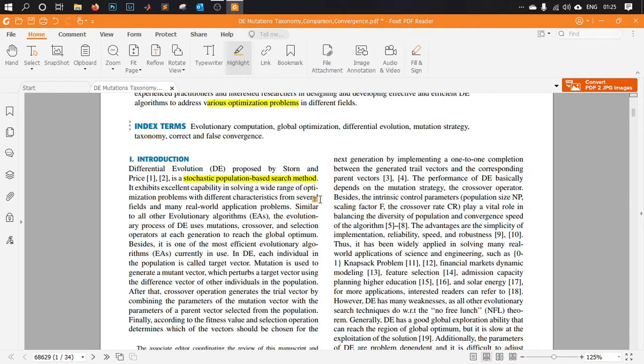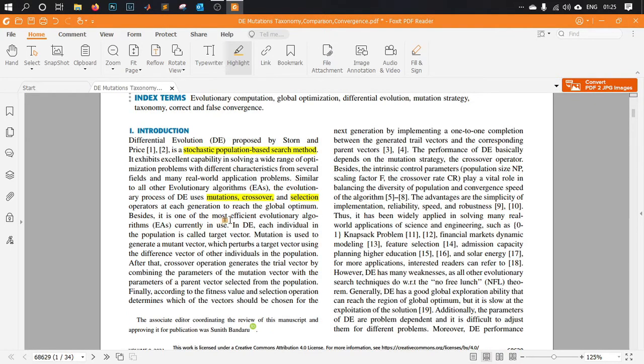It exhibits excellent capability in solving a wide range of optimization problems with different characteristics in different fields and many real-world application problems. Similar to other evolutionary algorithms, the evolution process of DE uses mutation, crossover, and selection operations. So basically, here they are giving an overview of differential evolution. Differential evolution, as you know, uses mutation, crossover, and selection. These are the three primary processes of the DE algorithm, and it is a widely used and widely accepted algorithm, and it is one of the best algorithms out there for optimization.